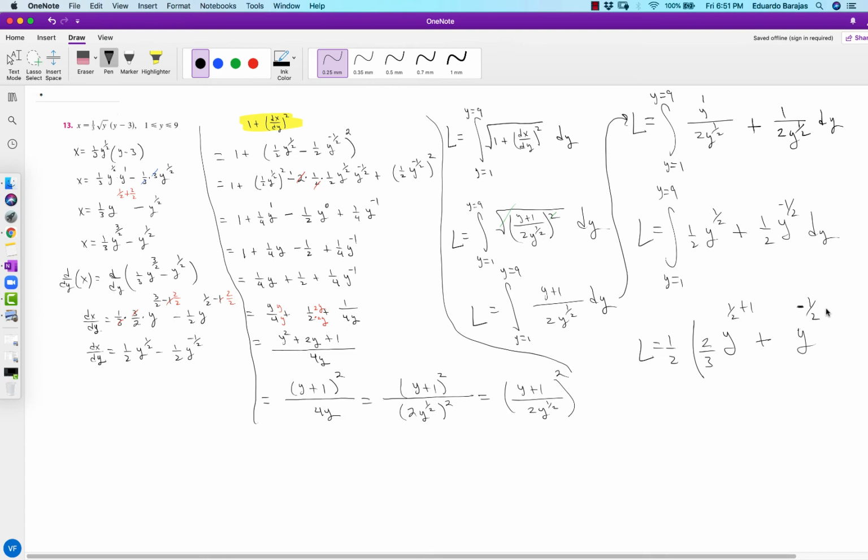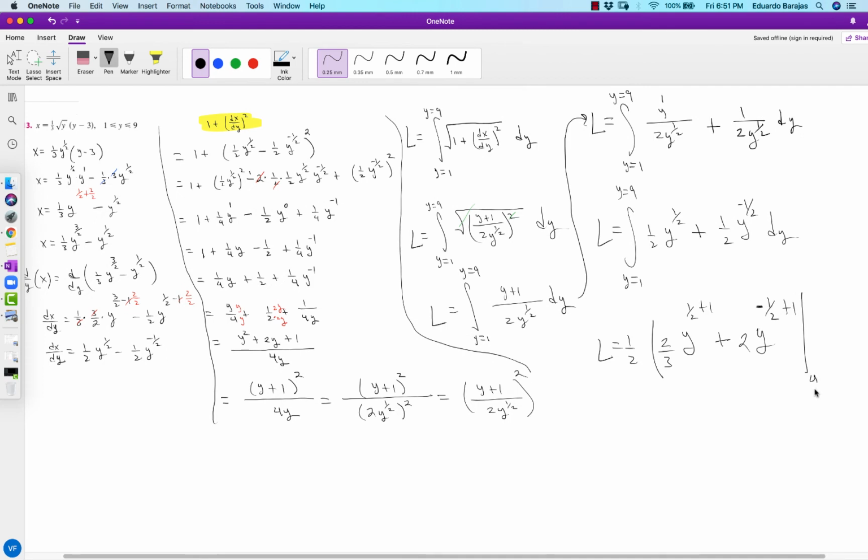So I'll put it in here, minus 1/2 plus 1, which will give me positive 1/2. So I need to put a little 2 out there. And this is as we evaluate y ranging from 1 to 9. And so we get L equals 1/2 times 2/3 y to the power of 3 over 2 plus 2 times y to the power of 1/2, evaluated as y goes from 1 to 9. Distributing it, we end up with L equals 1/3 y to the 3 over 2 plus y to the positive 1/2, evaluating from y equals 1 to y equals 9.